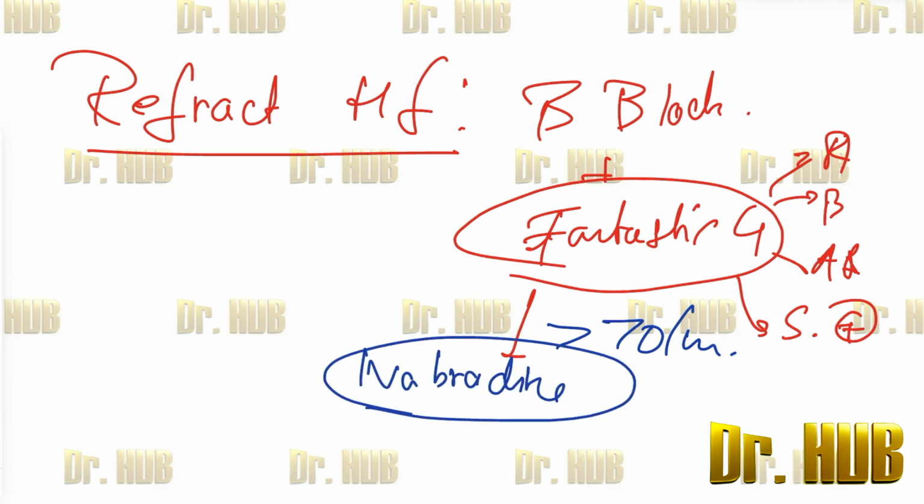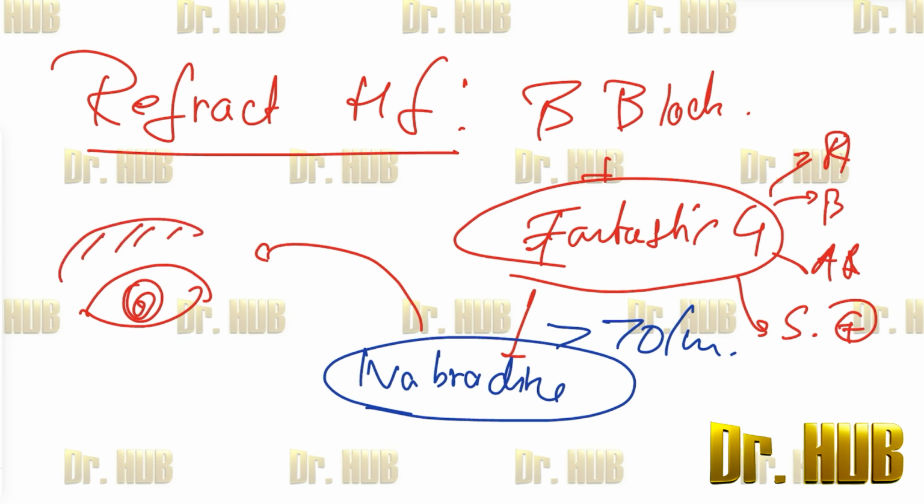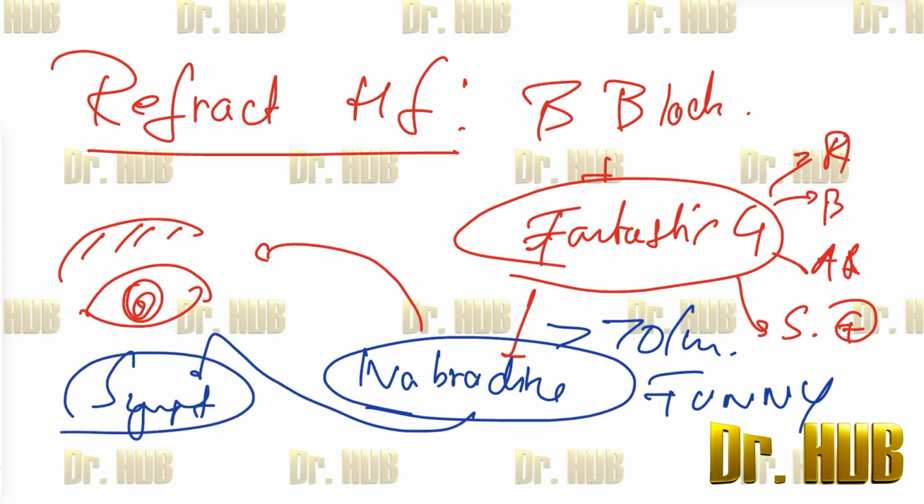Ivabradine is a funny current channel inhibitor, and the side effect is visual disturbance, which is seen in case of ivabradine. And in case the patient is still symptomatic, the symptoms are still present, then you call it refractory heart failure.